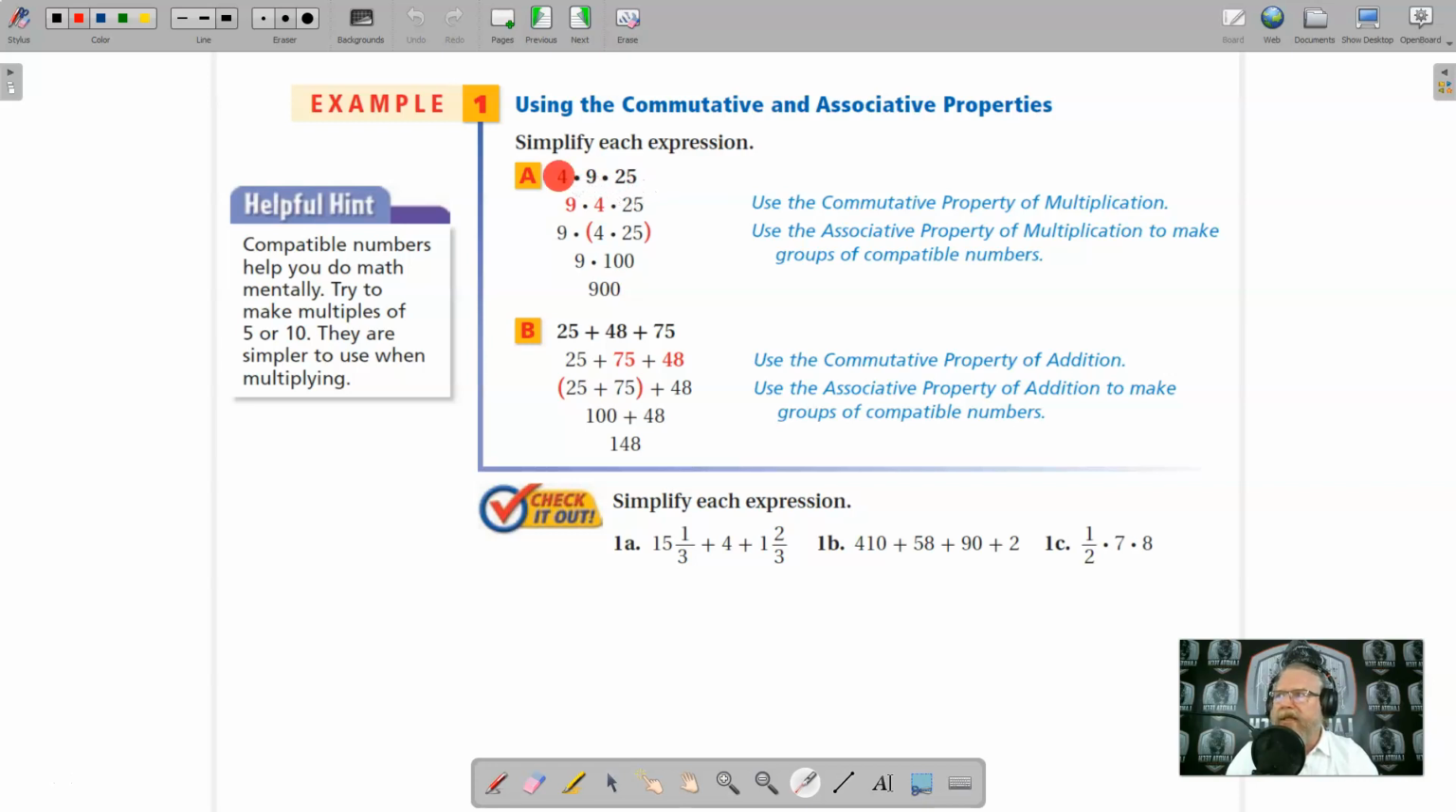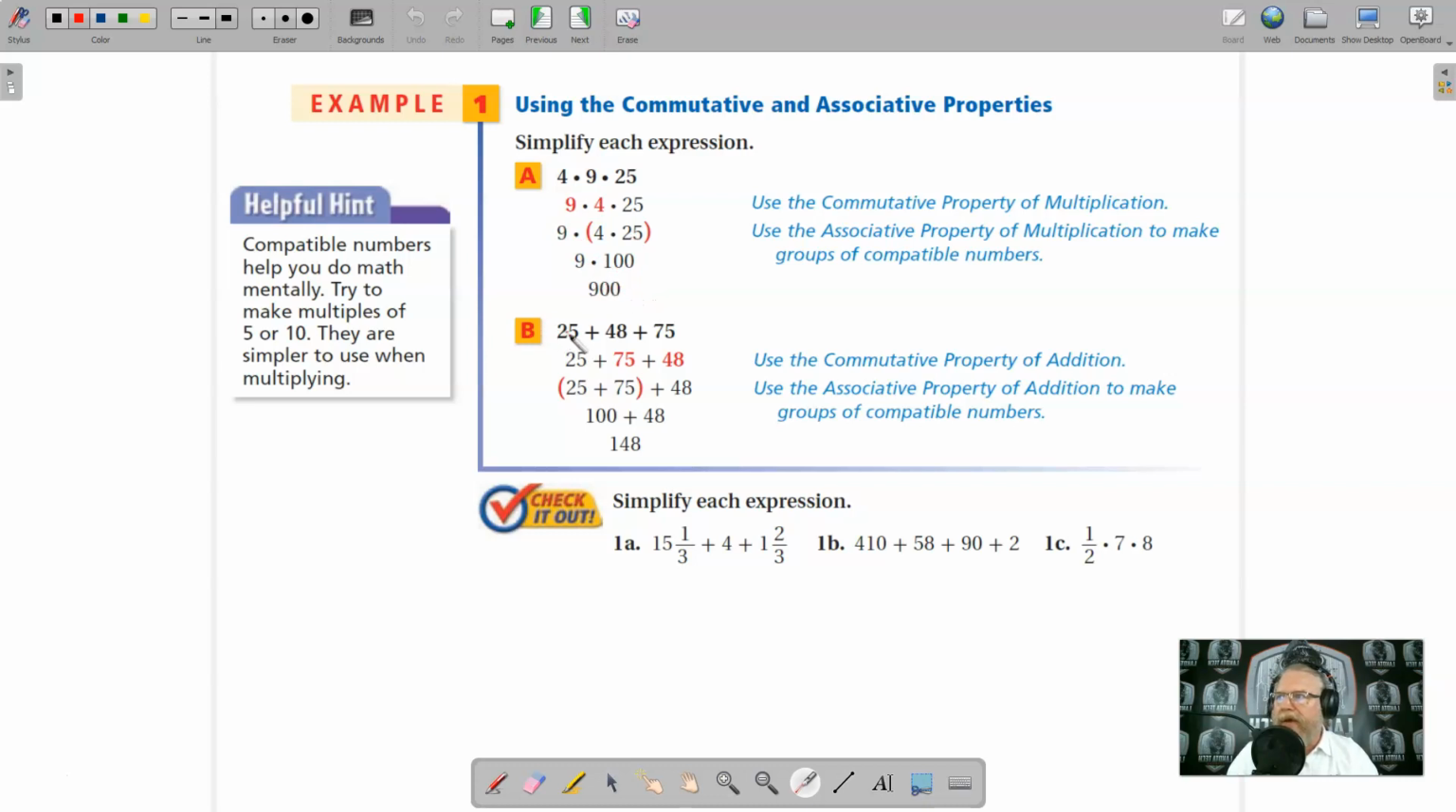So let's change the position, switching the 4 and the 9 around. They changed position, they commuted, they moved, so this is the commutative property. Now we're going to group together the 4 and the 25, so this is the associative property. The 4 is now associating with the 25. Now we can do this simple math of 4 times 25 to get 100. Let's bring down this 9. Now we can do 9 times 100 to get 900.